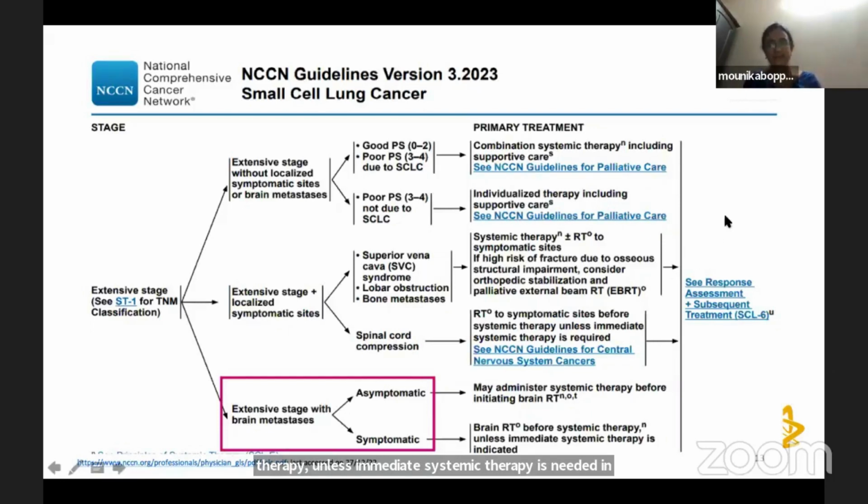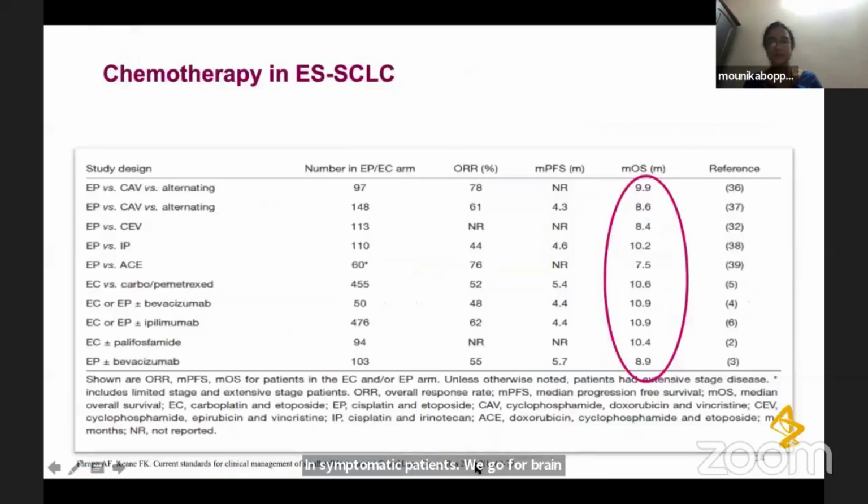In extensive stage small cell lung cancer with brain metastasis, in asymptomatic patients, we can consider administration of systemic therapy before initiating brain RT. In symptomatic patients, we go for brain RT before systemic therapy, unless immediate systemic therapy is indicated.